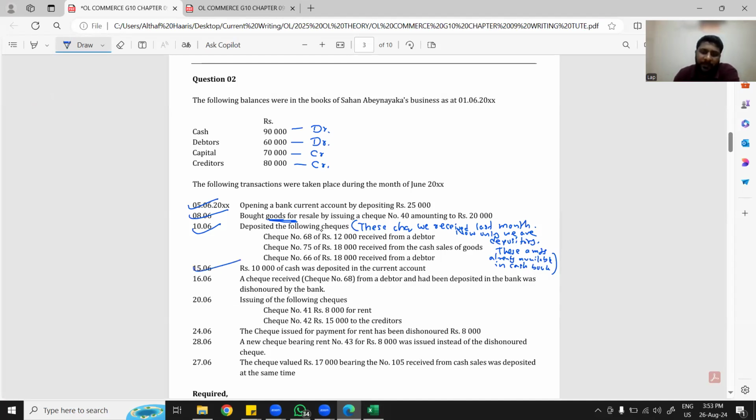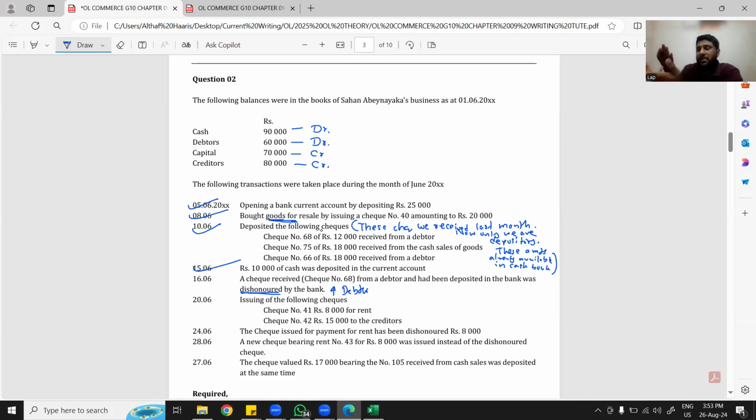A check received 68 from a debtor had been deposited in the bank, was dishonored, rejected by the bank. So we have to reverse it, people. Last week also I told you, when you are reversing, understand and reverse. One is, you have to increase the debtor balance.